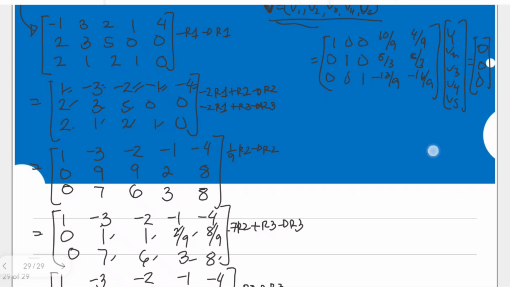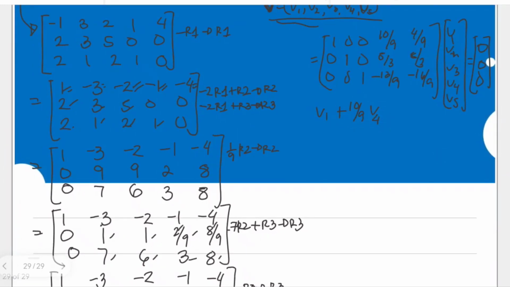The first equation: V sub 1, and then 0, 0, plus 10 ninths of V sub 4, and then plus 4 ninths of V sub 5 equal to 0. Next equation, 0, so that's V sub 2, plus 5 thirds of V sub 4, plus 8 thirds of V sub 5 is equal to 0. Then you will have 0, 0, so V sub 3 minus 13 ninths of V sub 4 minus 16 ninths of V sub 5 equal to 0.